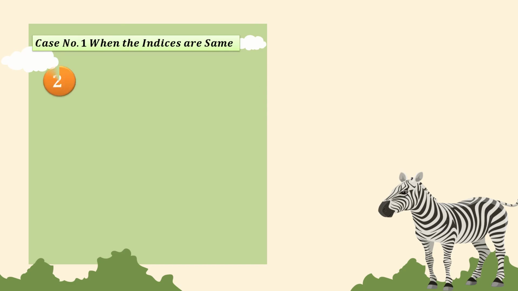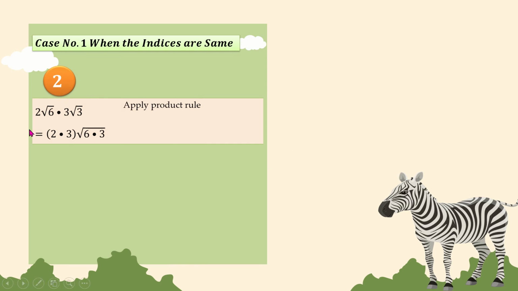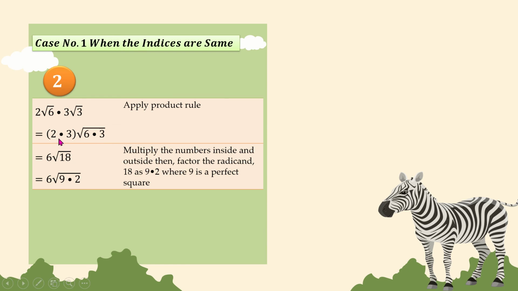Another example. 2 square root of 6 times 3 square root of 3. The big dot signifies a multiplication symbol. So we multiply the coefficients outside. 2 and 3 outside are multiplied, 2 times 3. Then the numbers inside, 6 and 3, 6 times 3. So the rule is outside times outside, inside times inside. Okay, 2 times 3 is 6. 6 times 3 is 18.